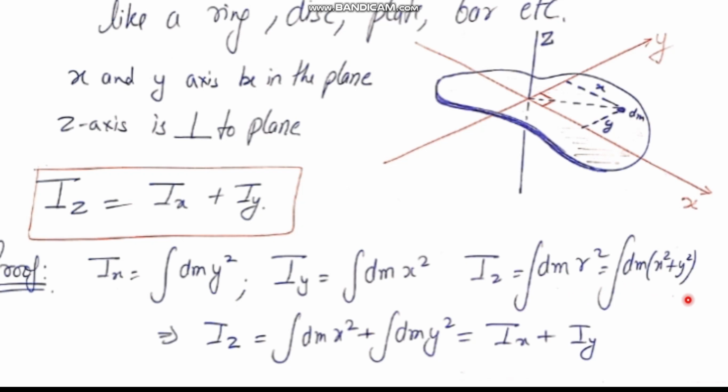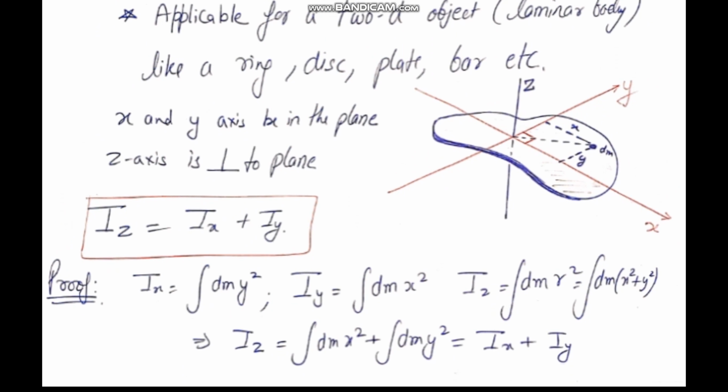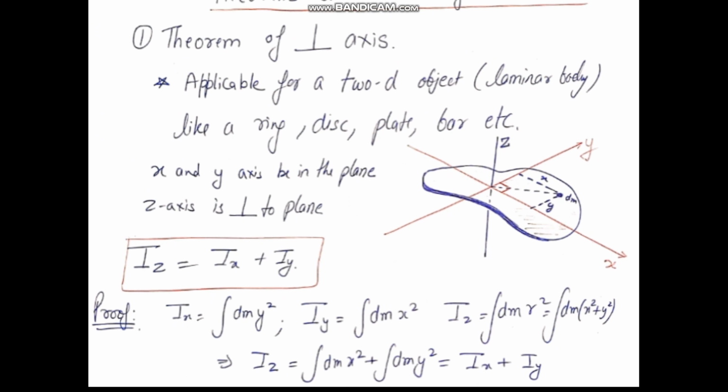Clearly this can be written as the integration of dm x square plus the integration of dm y square. The integration of dm x square is the moment of inertia about the y axis, and the integration of dm y square is the moment of inertia about the x axis. So I can simply write Iz as Ix plus Iy. That is quite a simple proof. So Iz will be Ix plus Iy. I am again warning you, be careful. X and y must be in the plane and z must be perpendicular to it. So that is the theorem of perpendicular axis.